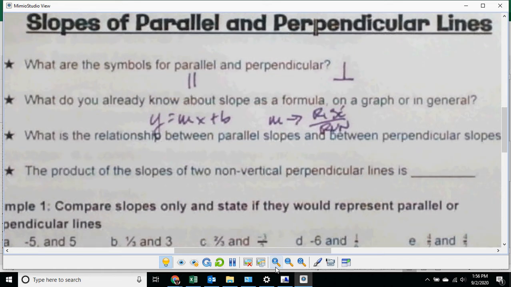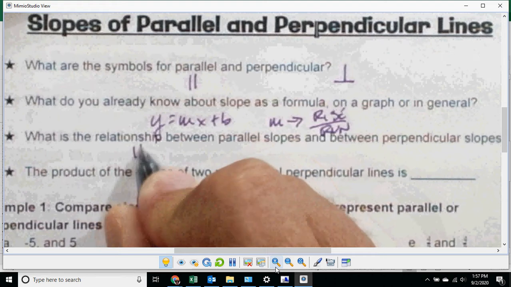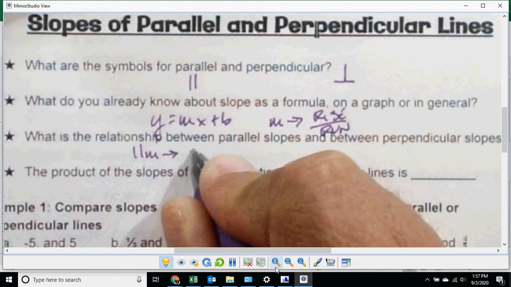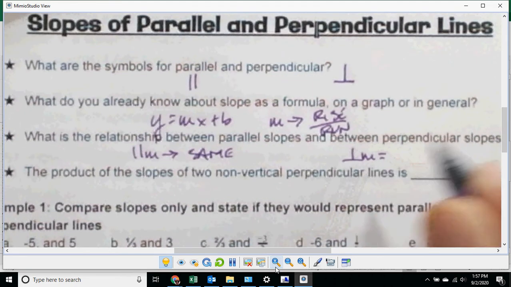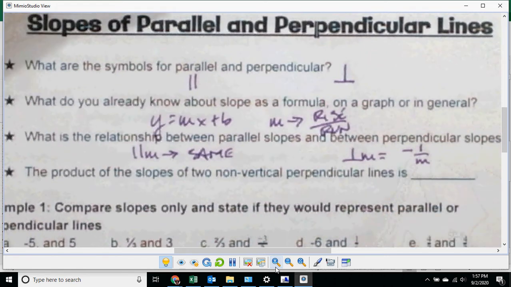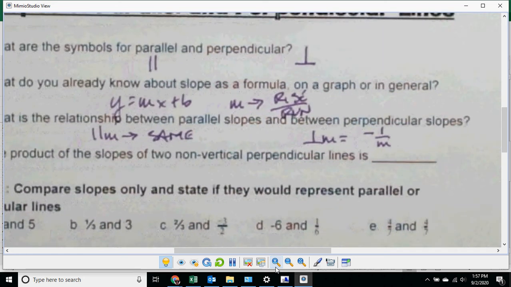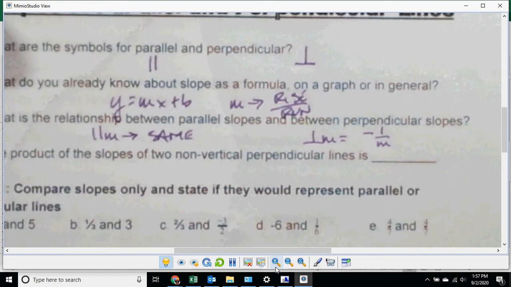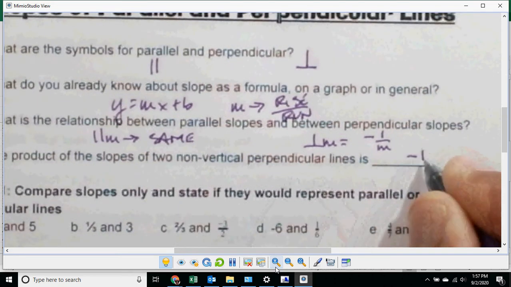What is the relationship between parallel slopes and perpendicular slopes? All right, parallel slopes are the exact same, and perpendicular slope is negative 1 over m. So a perpendicular slope is the opposite reciprocal. So we take whatever slope we're given and we flip it as a fraction and then make it negative. So the product of the slopes of two non-vertical perpendicular lines is negative 1.